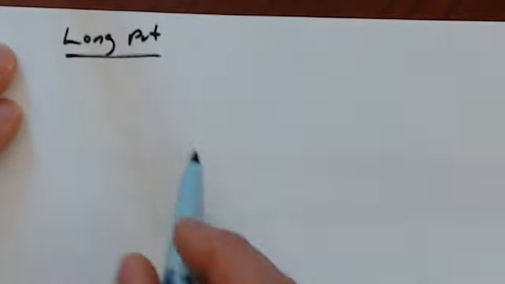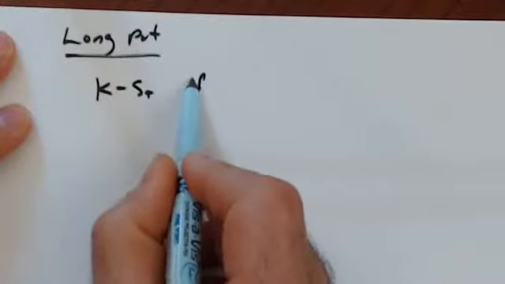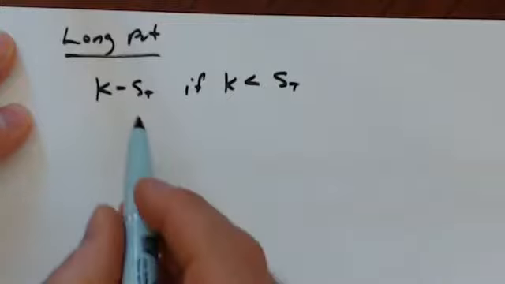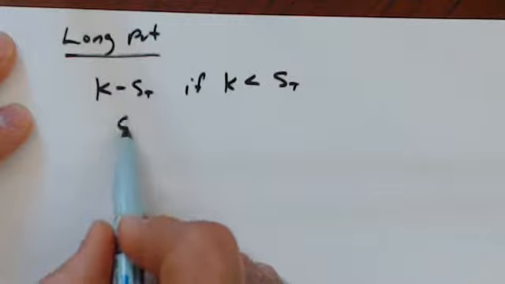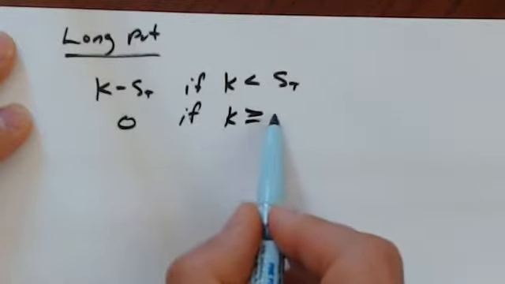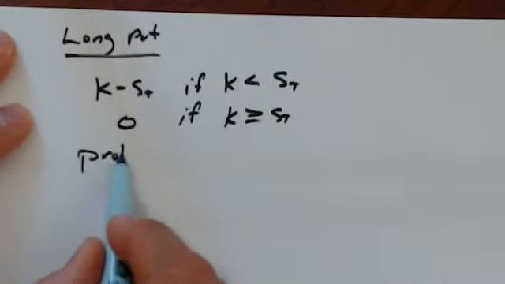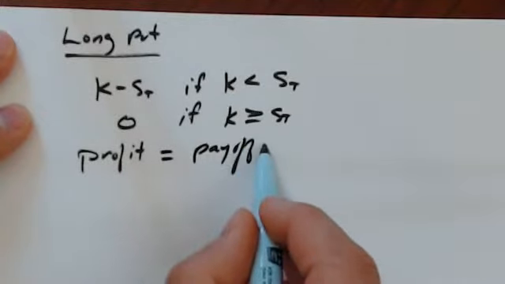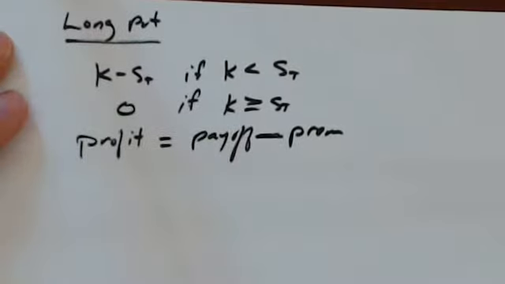And the payoff to a put that you hold is going to be K minus ST if K is greater than the stock price at expiration. When it's in the money, it's going to pay off that amount. It's going to pay off 0 if it's out of the money or at the money at expiration. The profit will equal the payoff minus the premium paid.